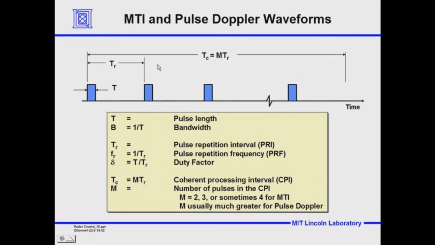The time between pulses is capital T sub r. Okay? And that T sub r is called the pulse repetition interval. It's the interval between pulses. Also associated with that is the frequency that the pulses are sent out, which is 1 over the time between them. We call that the PRF, or the pulse repetition frequency.